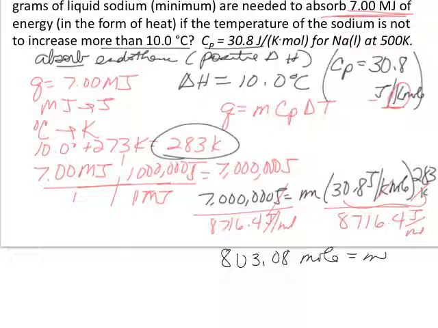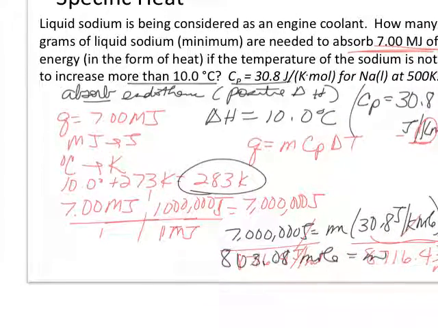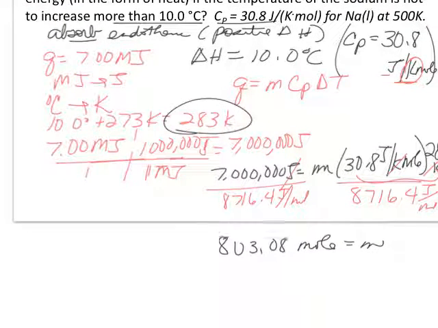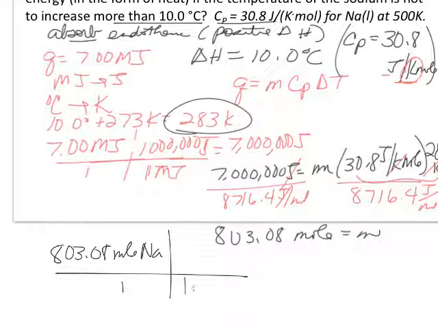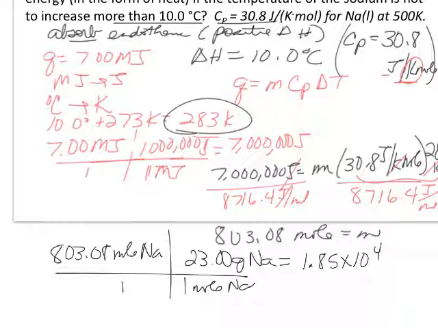The question asks how many grams. So we will then use our molar mass, and we'll go from 803.08 mole of sodium over 1. For 1 mole of sodium, we have 23.00 grams of sodium, and this equals out to 1.85 times 10 to the 4th grams of liquid sodium that is required to absorb 7 megajoules of energy.